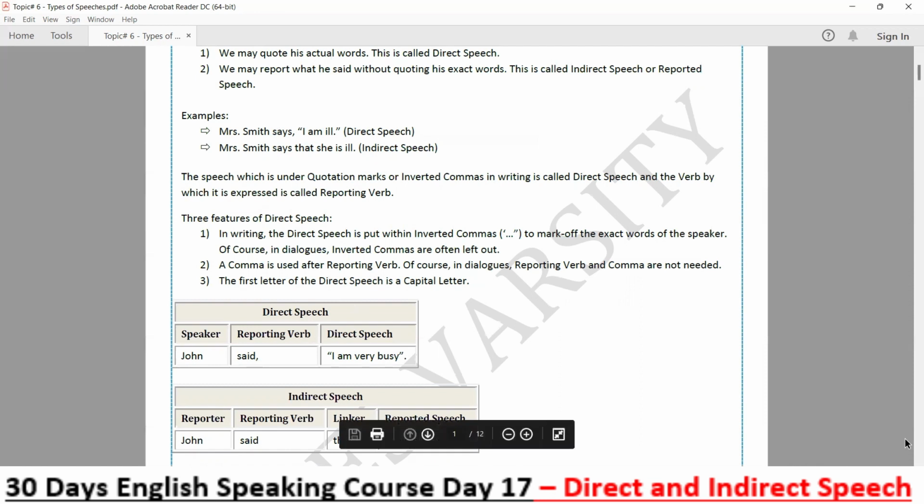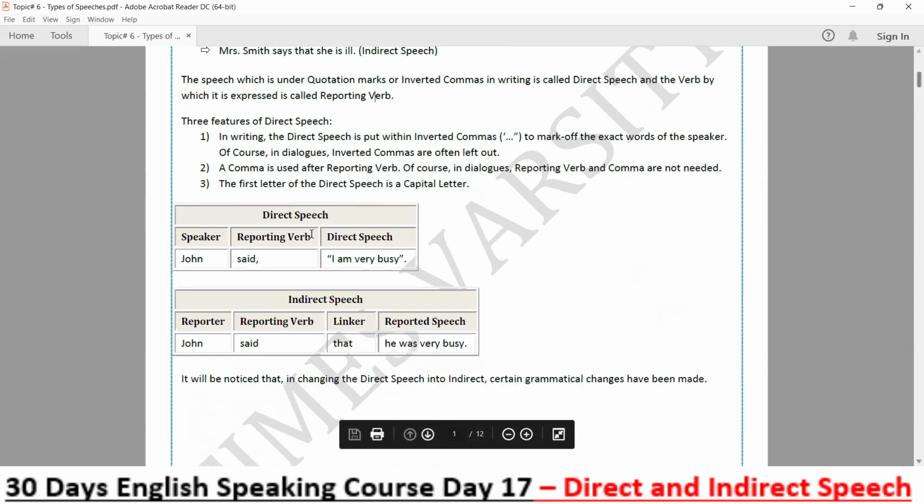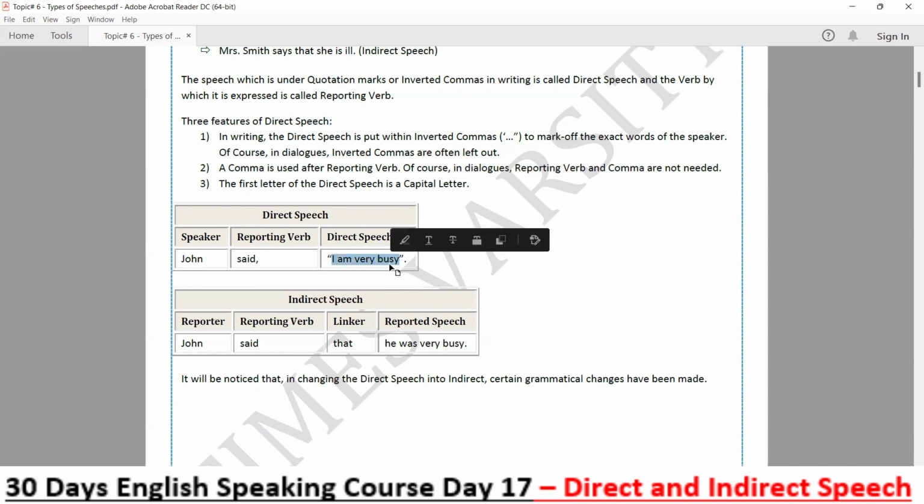Let's take another example. Direct speech: John said, "I am very busy." John is the speaker, the one who is talking. Said is a reporting verb. And this is the actual sentence, what he actually said. So John said, then a comma, "I am very busy." This is direct speech. Here, the exact words of the speaker are used.